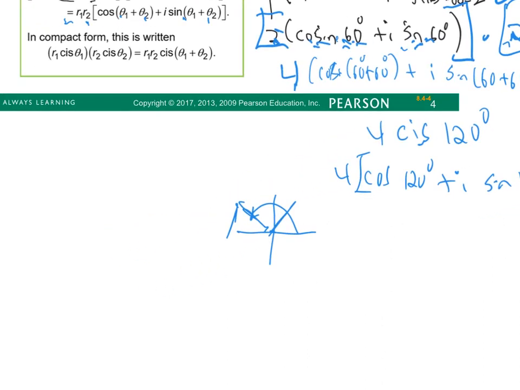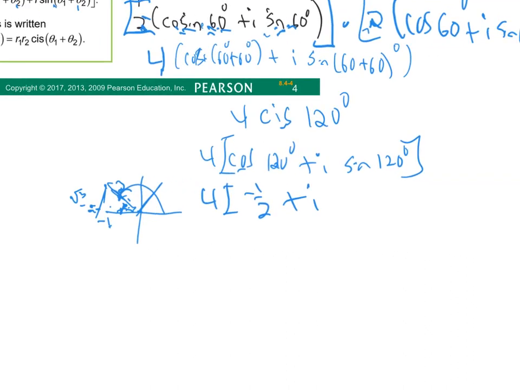Drop your triangle, let's see. That's a 60-degree reference, so that's a square root of 3. That's a negative 1. This is my 2. What's the cosine of this angle? Cosine is adjacent, it's a negative half. 4 times a negative half plus an I. What's the sine of this? Well, sine is opposite, square root of 3 over 2. I square root of 3 over 2.